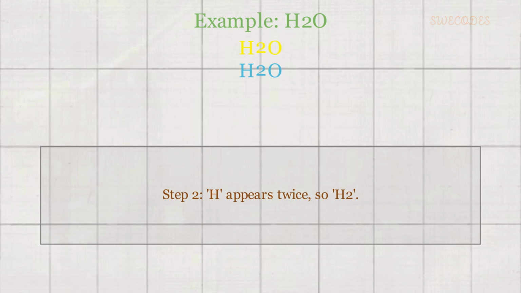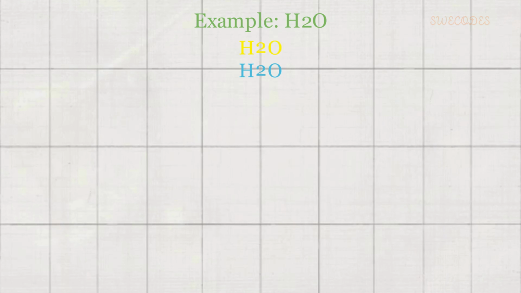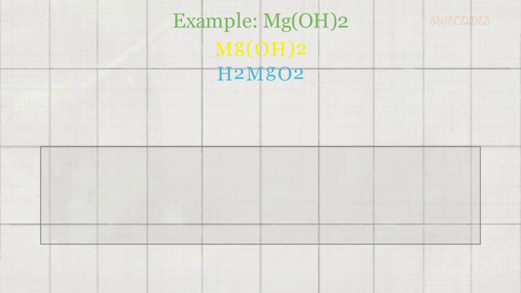To better understand the problem, let's look at a few examples. First, we have H2O. Here, we simply count 2 hydrogen atoms and 1 oxygen atom. Next, let's consider Mg(OH)2. We have 1 magnesium atom, and the OH group is repeated twice, giving us 2 oxygen atoms and 2 hydrogen atoms.